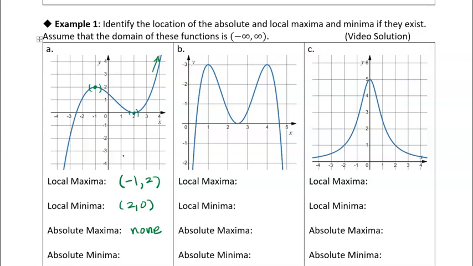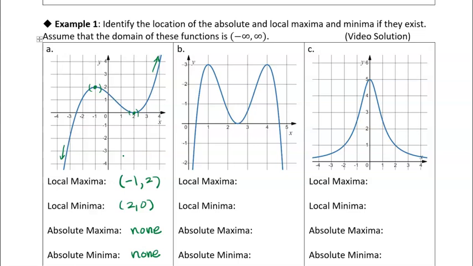And the absolute minimum, well, if you go the other direction here, the function just keeps decreasing, and it seems to decrease to negative infinity. So I'm going to say that there's no absolute minimum either. Okay. Now let's look at the next one.